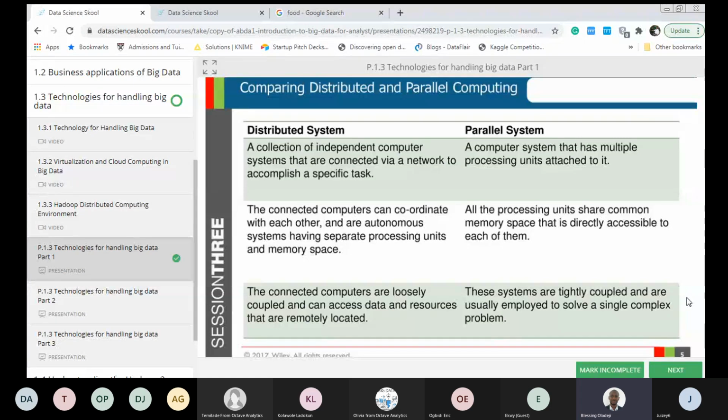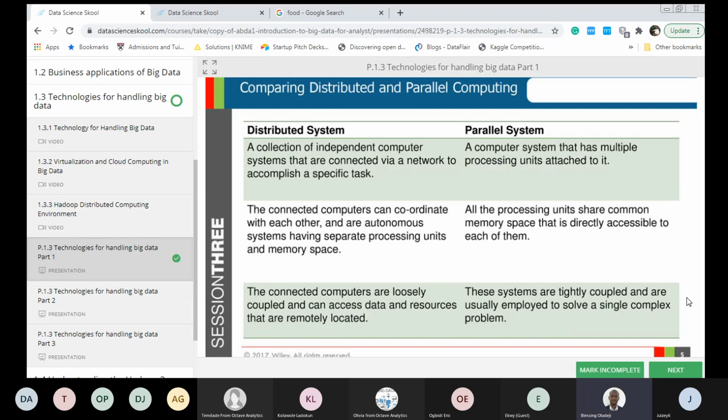If one average man can pull a car in maybe 2 hours, maybe if we get somebody that is better fed and has more power, he will be able to pull that same car in a shorter period of time. That is parallel computing. So to differentiate the two, distributed computing is a collection of independent computers that are connected together, while parallel computing has multiple processors. It's like a single system, just like a single computer that has multiple processors attached to it.